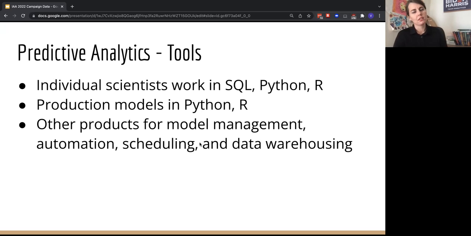And then we have other products that we use for managing our models, keeping track of our experiments, what's in production, what has been deprecated, those sorts of things. Our automation and scheduling of when scores are going out, when universes are refreshed, when our optimizations are rerun, and our data warehouse itself, which stores all of our data.